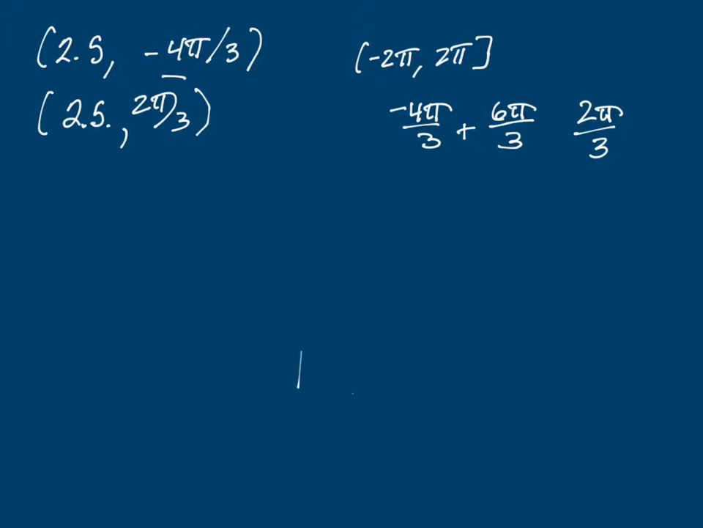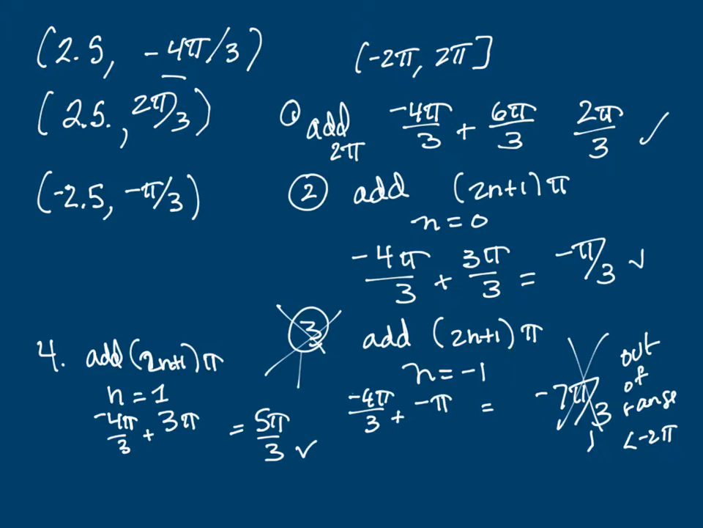Next one, okay. So for the second one, I've kind of worked it out ahead of time. The second one, you're going to go with the negative 2.5. That means you need to add 2n plus 1 times pi. So the first thing I'll try is when n is 0, which would just be adding a pi. Okay, so that works. If I add a pi, I have negative 4 pi over 3 plus 3 pi over 3, and I get negative pi over 3. So my second point would be negative 2.5 and negative pi over 3.